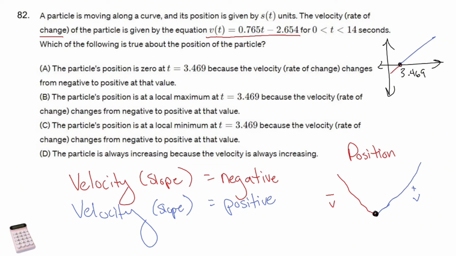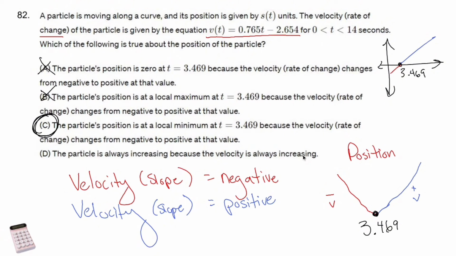We have a position where this particle is traveling down some type of roller coaster and hits the very bottom at time 3.469 and then goes back up again. So this is a local minimum at 3.469. So the particle's position is 0 at 3.469? No, that's not true. The particle's position is at a local maximum at 3.469? Nope. The particle's position is at a local minimum at 3.469 because the velocity, also known as the rate of change, changes from negative to positive at that value. That's my guy. The particle is always increasing because the velocity is always increasing? No.